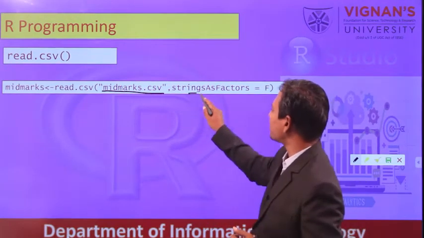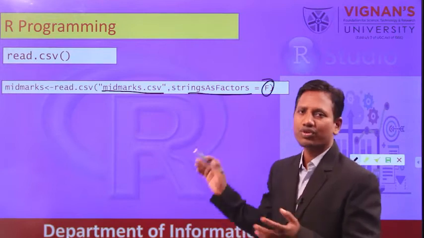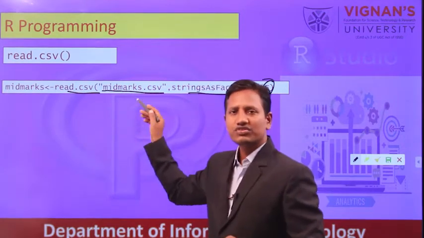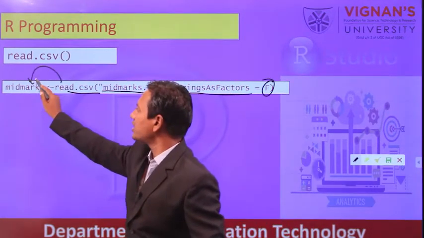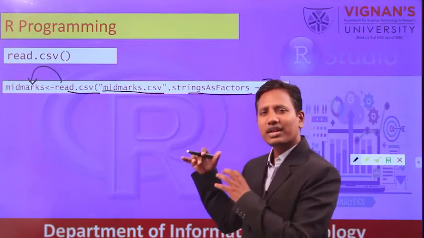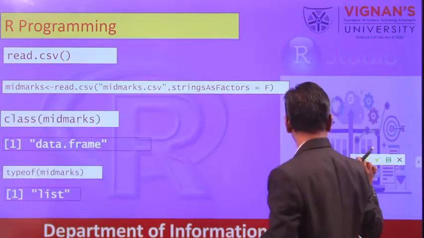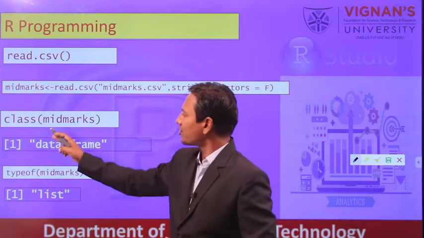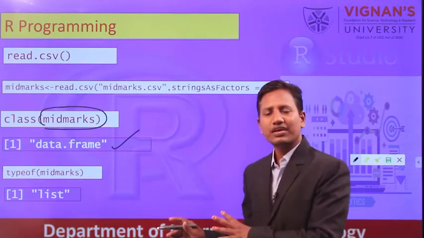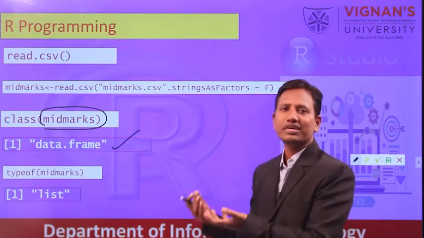And I set stringsAsFactors equal to false. As I told you, by default it is true, and we made this false. I used read.csv, and this is loaded into another variable called midmarks. Now the question is, what is going to be the data type of this midmarks variable? We'll see that. If you observe, the class of midmarks is data frame. Generally, whenever we load CSV files into our environment, they are stored in the form of a data frame.